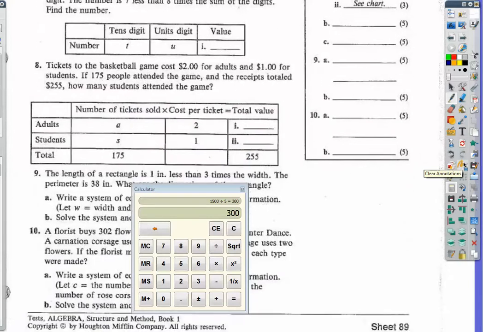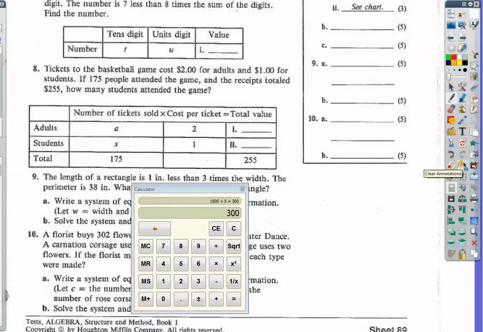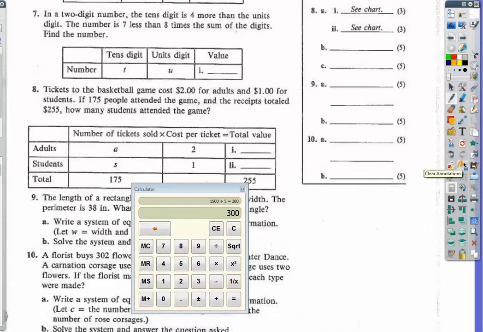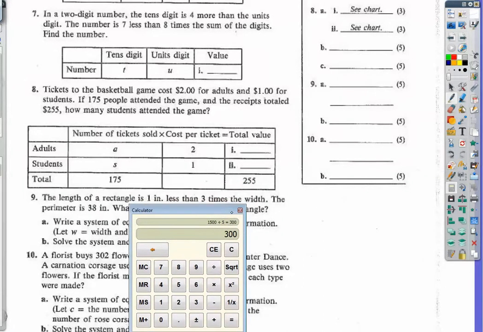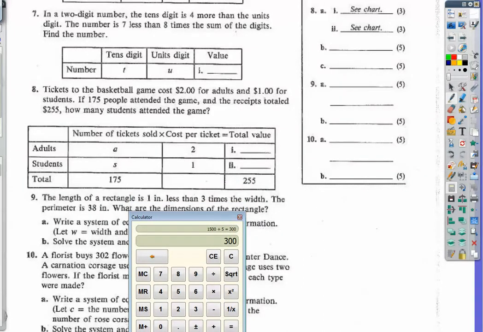Basketball. Who doesn't love basketball? All right. So it says that tickets to a basketball game cost $2 for adults and $1 for students. If 175 people attend the game and their seats total $255, how many students attended the game? And so we have to fill in these two things.